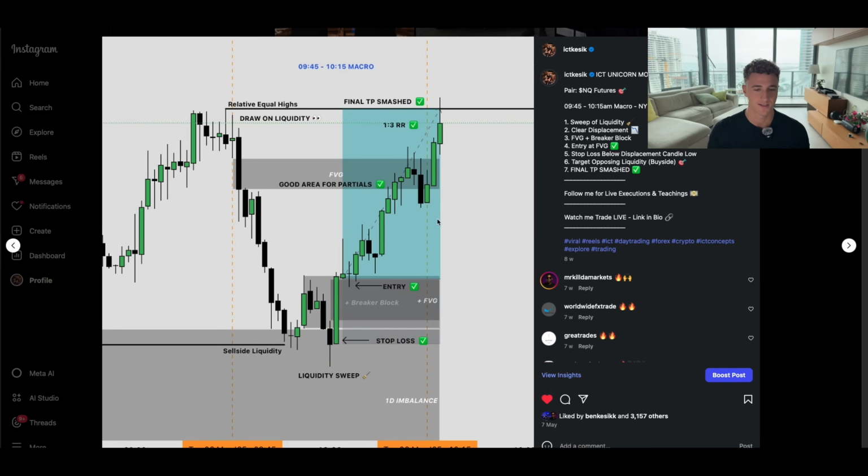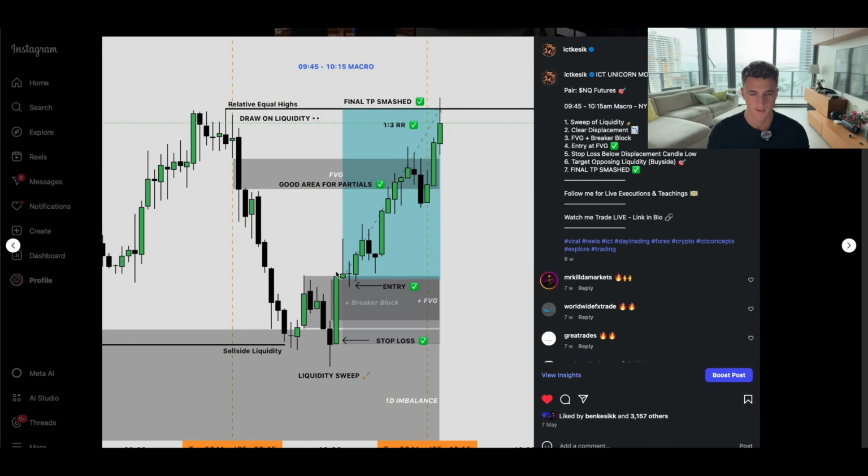But yeah, anyways, as you can see, right, we've come down, we've swept sell side liquidity. So we had that liquidity sweep. Okay, that's number one. We need to see some sort of sell side liquidity get swept, preferably an external liquidity level. Once we've swept that level, right, the next thing that we're looking for is a displacement. So what do we get here, right?